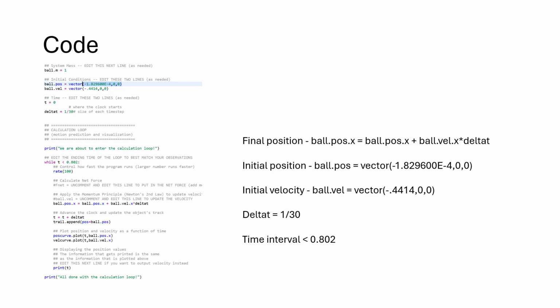I added the initial position, which I found in my Tracker, and I added the initial velocity, which is the average velocity that I calculated using the data from my Tracker video. Delta t is 1 divided by 30, as the Tracker video was taken at 30 frames per second, and the time interval, which I found in my Tracker video, is 0.802 seconds.